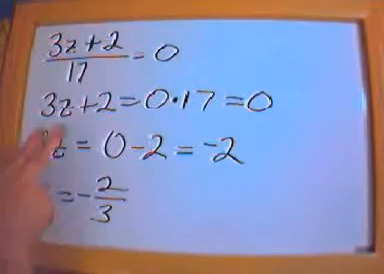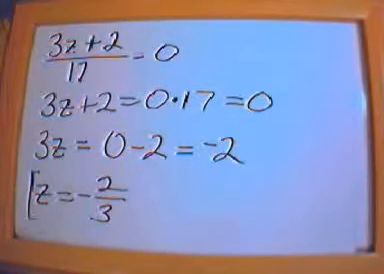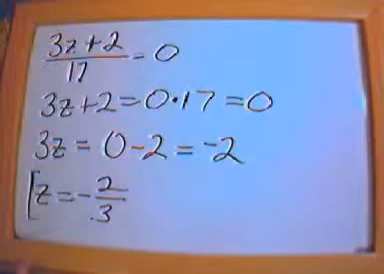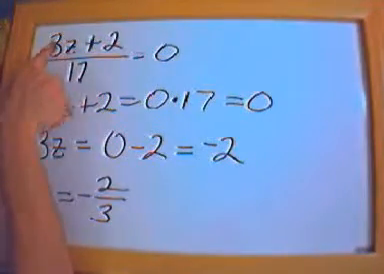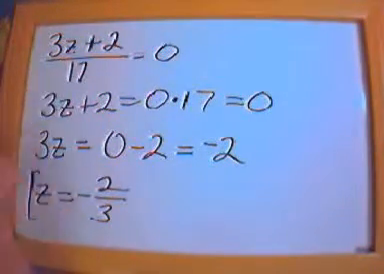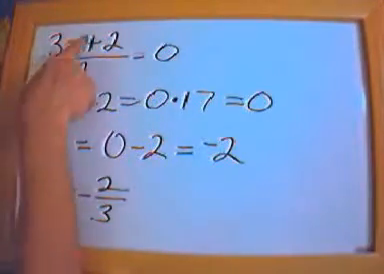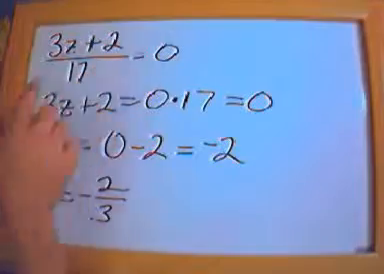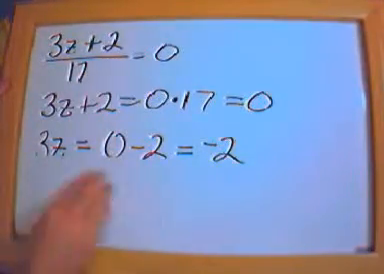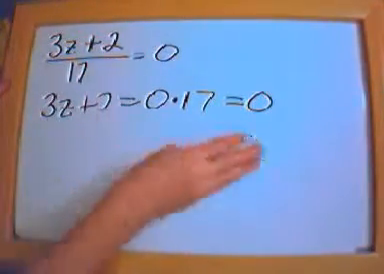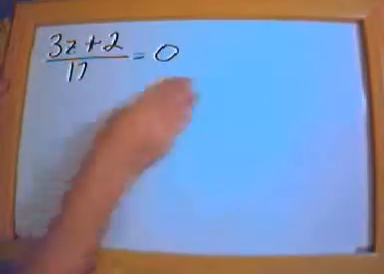And if you take negative 2/3 and plug it into z, you will find that 3 times negative 2/3, the 3s are going to go away. You're going to be left with negative 2 up here. Negative 2 plus 2 is 0. 0 divided by anything is 0, and that's why the right-hand side is 0. If you plug any other value of z into that equation, I guarantee you will get something other than 0. There's one and only one solution to that equation.